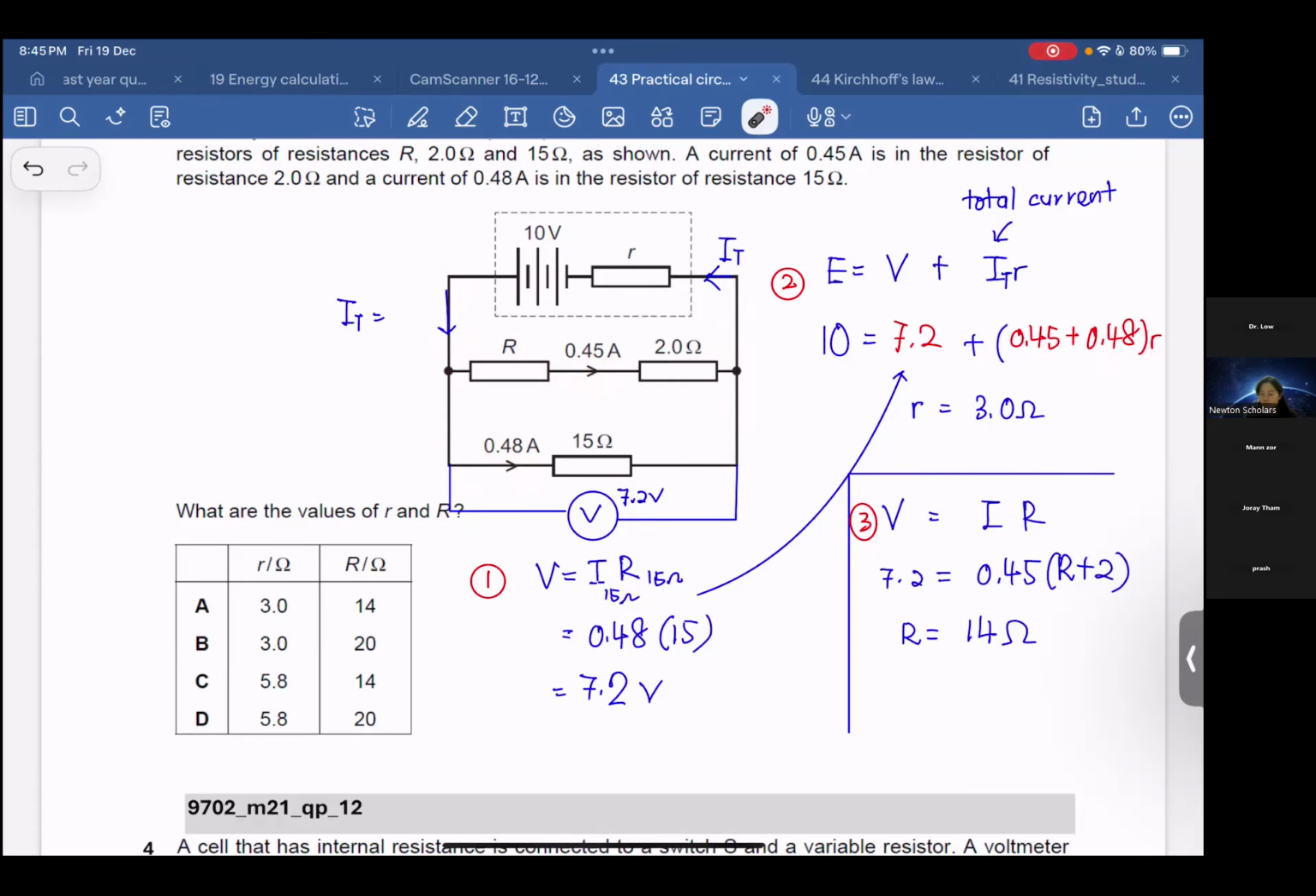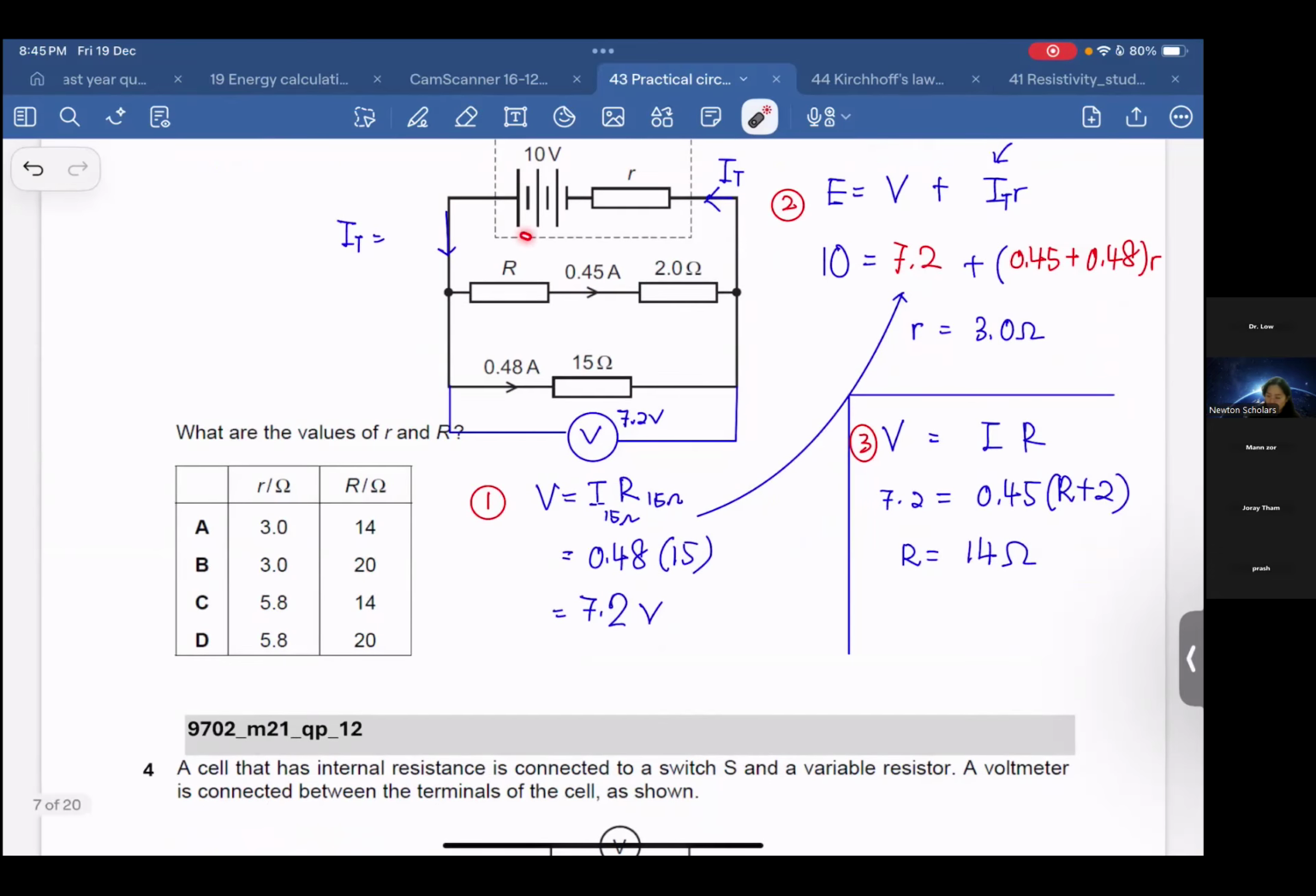Okay, then here, how do I find the resistor R, the resistance R? I know that just now the second path received 7.2 volt. Right now my first path should also be 7.2 volt. My total resistance for this path is actually R plus 2. So my R should be 14 ohm. Okay, is that clear? Answer should be A.